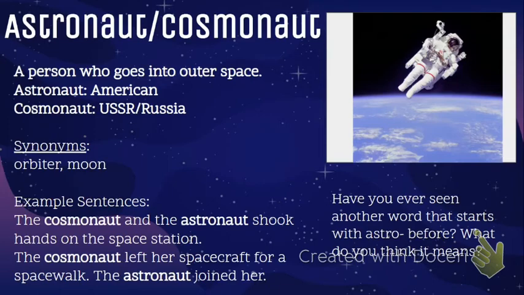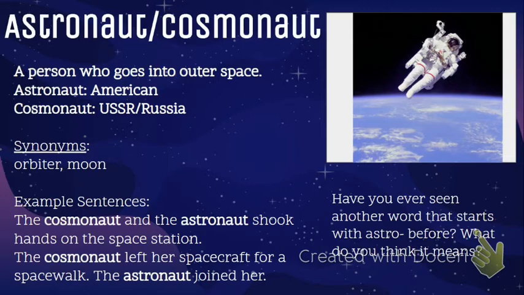Here's our first word. It's an astronaut or cosmonaut. Both words mean a person who goes into outer space. Astronaut is the American word, and cosmonaut is the word for USSR or Russia. Synonyms would not be orbiter or the moon, but rather just a person who goes into outer space.